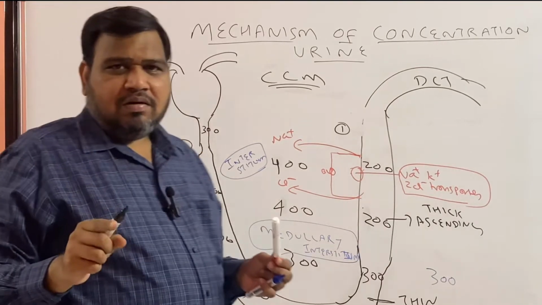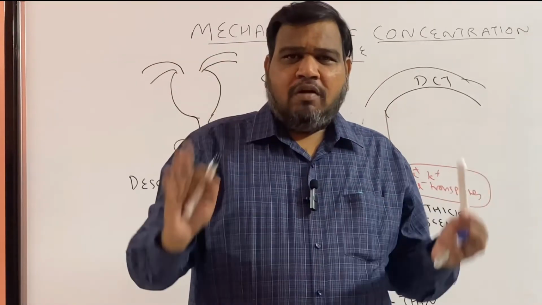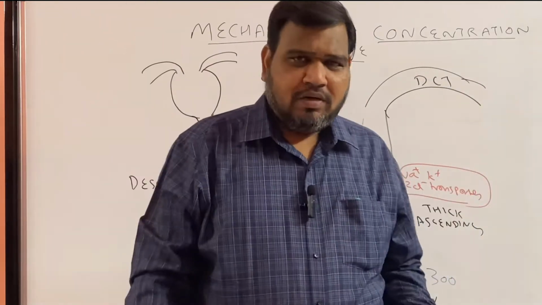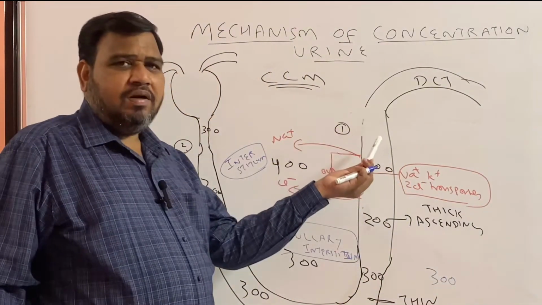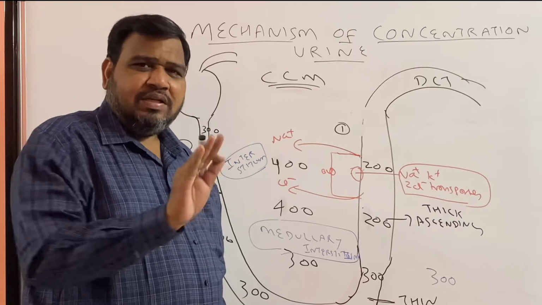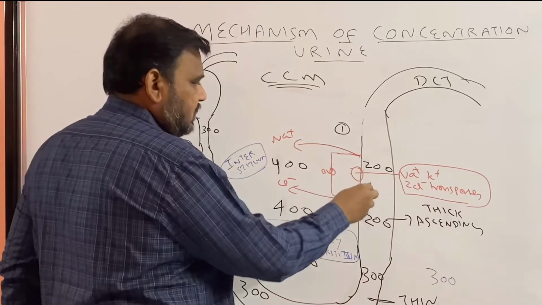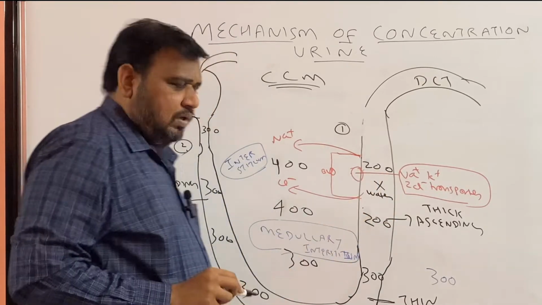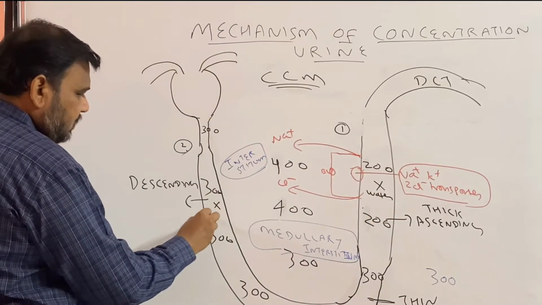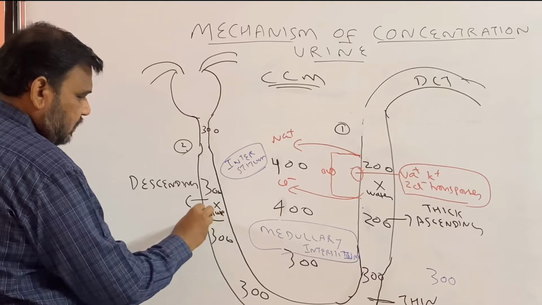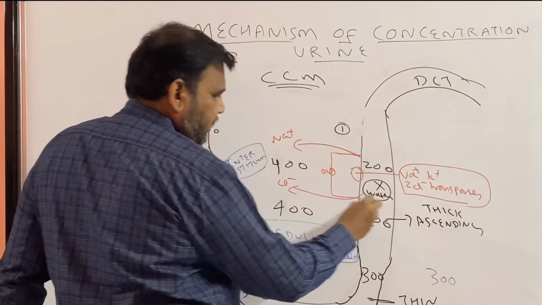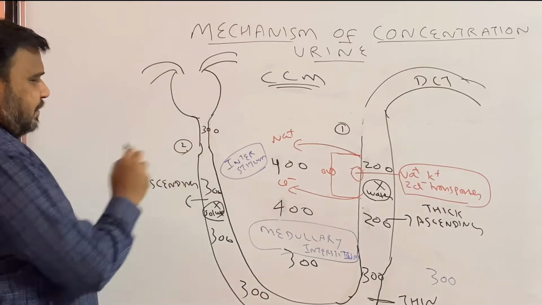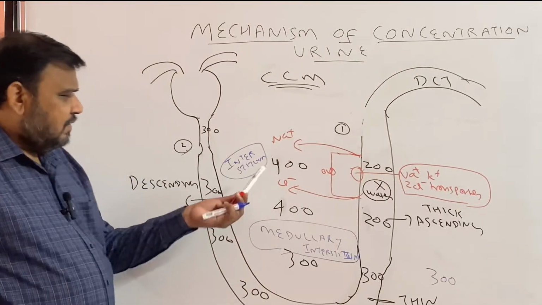And always remember, the descending limb of loop of Henle is permeable only to water. It is impermeable to solutes. Very, very important. Similarly, the ascending limb of loop of Henle is permeable to solutes, impermeable to water. So this is not permeable to water, and this is not permeable to solute. That is a very important point which you have to remember. So first step is over.